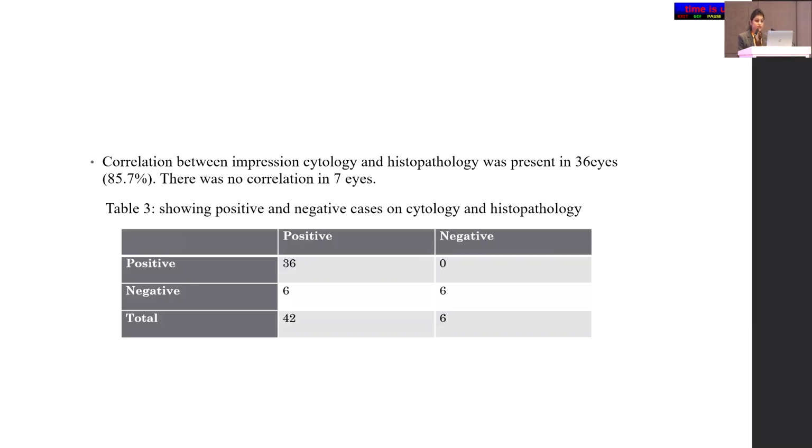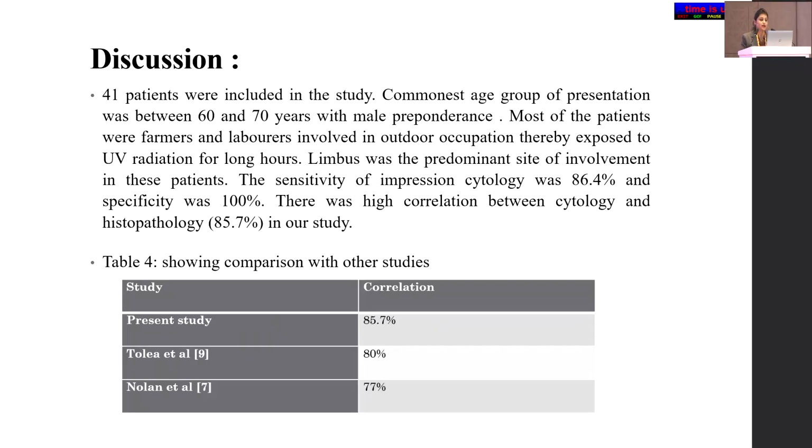Correlation between impression cytology and histopathology was seen in 36 eyes. No correlation was seen in 7 eyes. 85.7% of patients had correlation, as shown in the table.